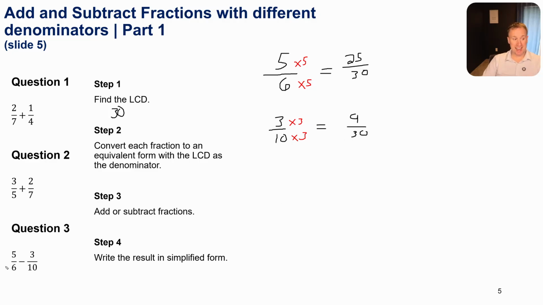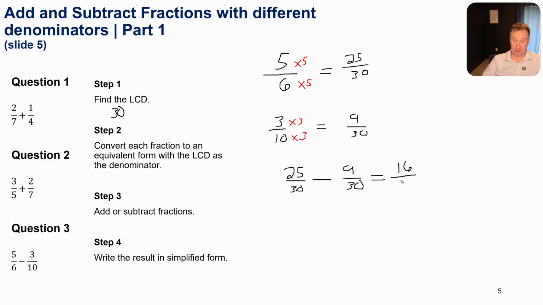So now let's go ahead and subtract it. Let's be very careful on the order here. So I have 25 over 30 minus 9 over 30 here. Okay, so completing this, we can subtract our numerators. 25 minus 9 is 16.